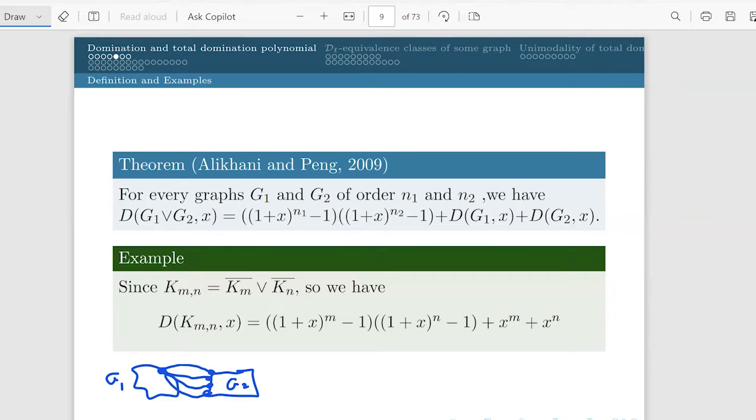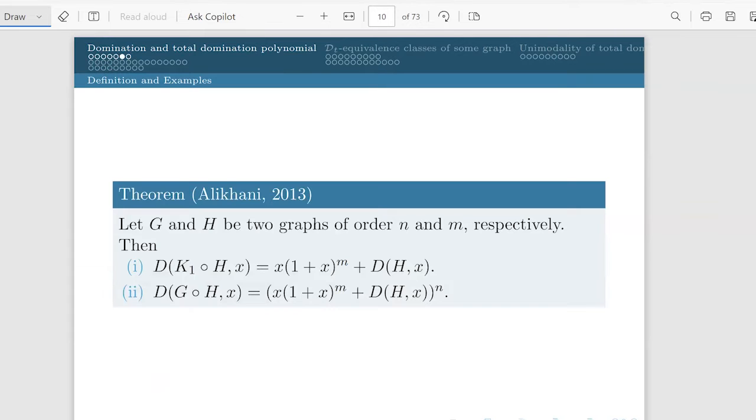And as a consequence of this formula, for example, you see here the domination polynomial of a complete bipartite graph, since we can write K sub m,n as the join of two empty graphs with m vertices and n vertices.